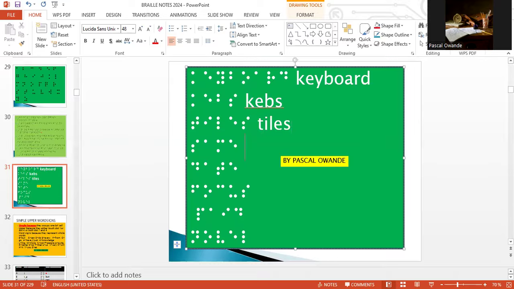Okay, the fourth one, we now have dot 2, dot 3, dot 4 for letter S, dot 1 for letter A. We have dot 1, dot 3, dot 4 for letter M. Then we have dot 1, dot 5 for letter E. And therefore the word is same.